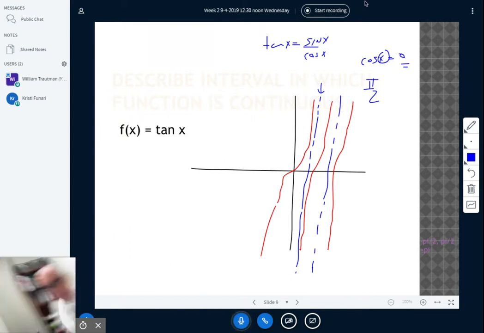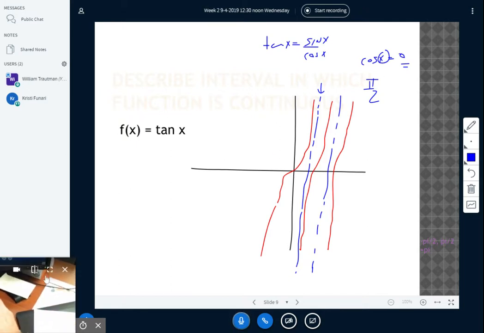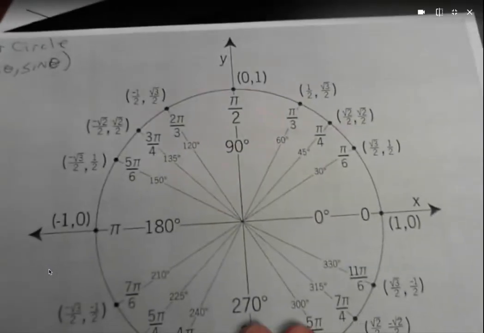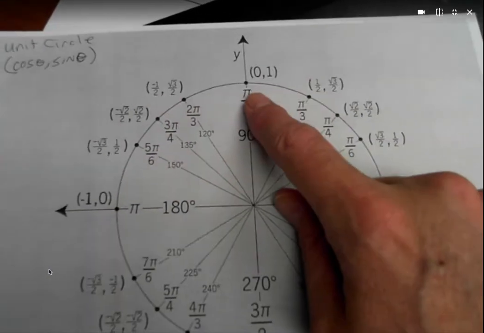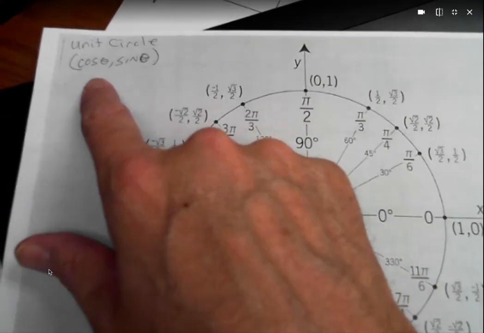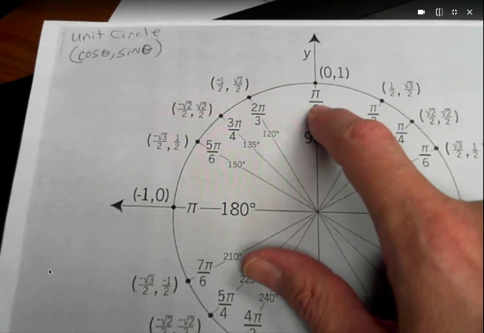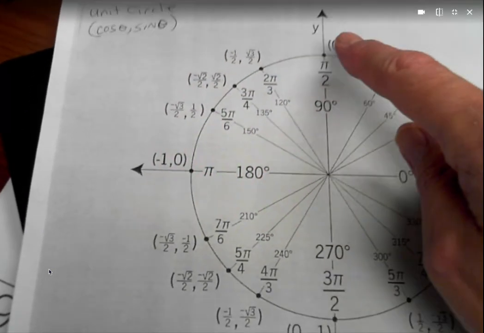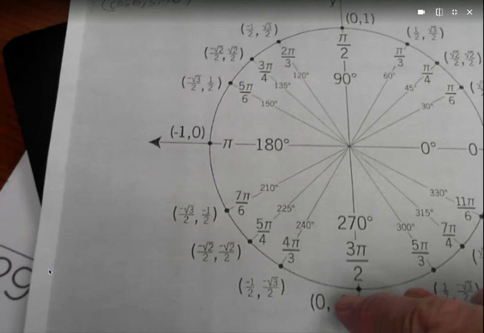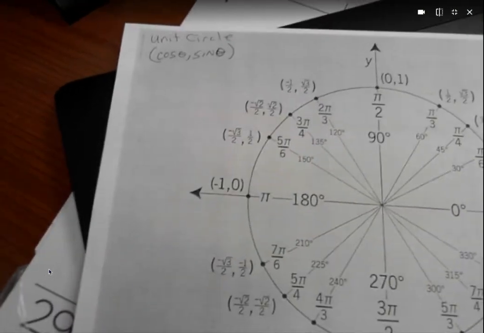So this is a copy of the unit circle that I gave you guys in your notes that you're allowed to use for the test. Do you see the cosine is the x value of the circle? Where is the cosine 0? At pi over 2. Also, at negative pi over 2, if you look at the domain for the tangent of x on our formula sheet.